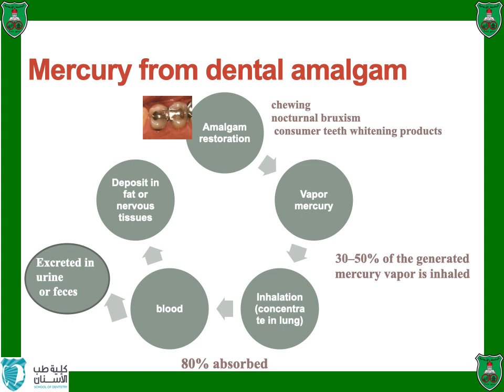Now this vapor, 30-50% of the generated mercury vapor will be inhaled to the lung, and it will be concentrated inside the lung, and from the lung it will enter the bloodstream and then deposit in the fat or nervous system, or it could be excreted in the urine. And usually 80% of the inhaled mercury vapor will be concentrated or transferred to the blood.